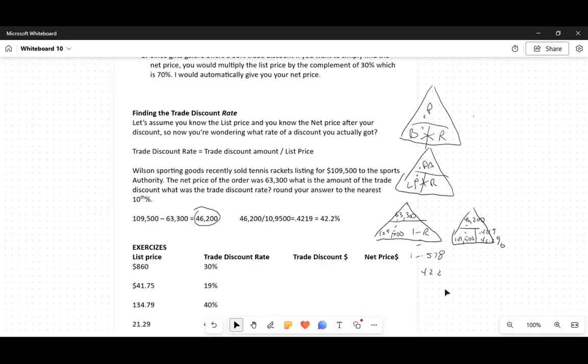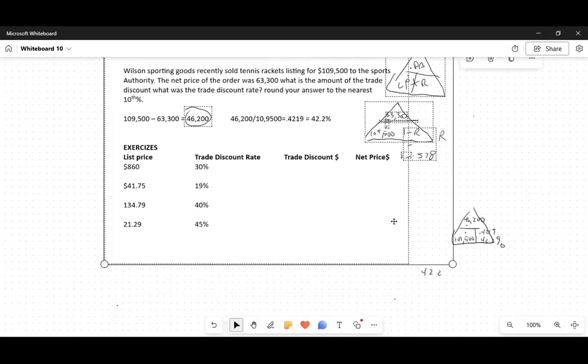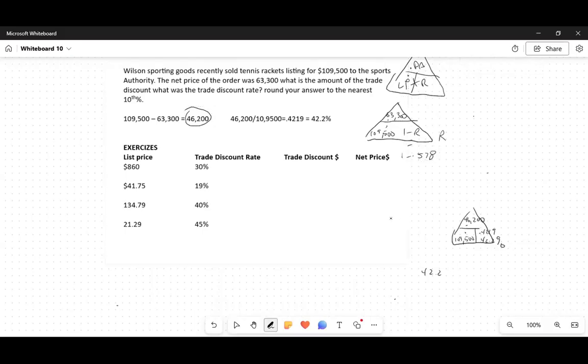So anyway, the next few problems I'm not going to work out for you. Maybe I'll do a couple of them, but these are going to be you just figuring out what is the trade discount and then what is the net price. So again, I could just multiply these straight across, and that would give me the solutions to those. For instance, I could multiply 8,600 times 30%, and that would give me a trade discount of $258. And then I could minus that from the 860, and that would give me 602.